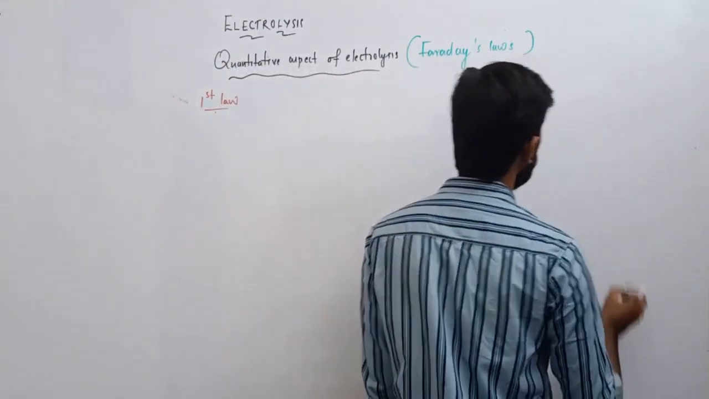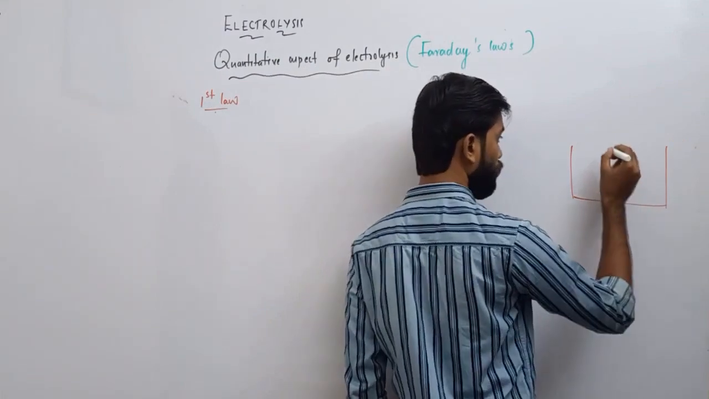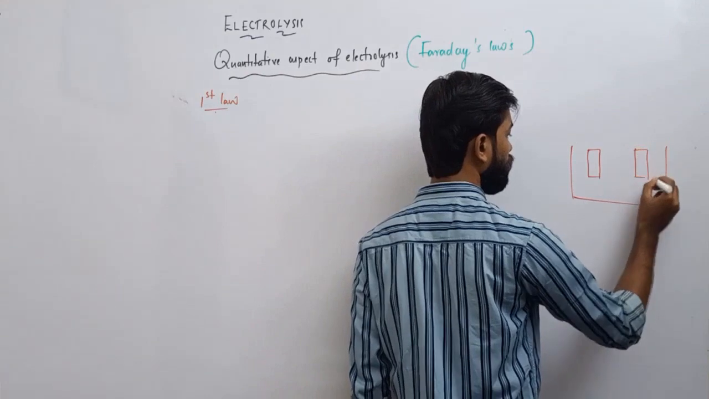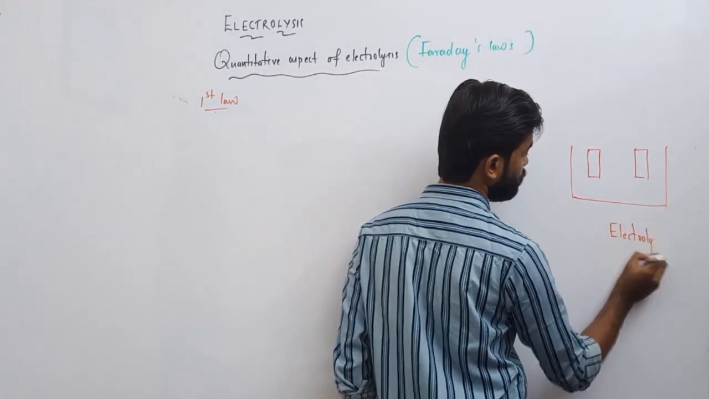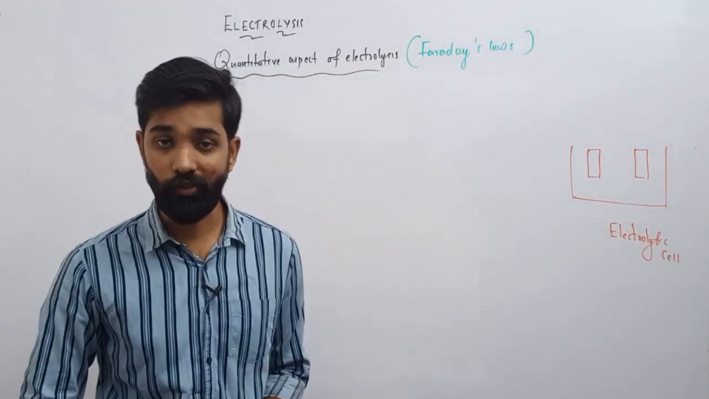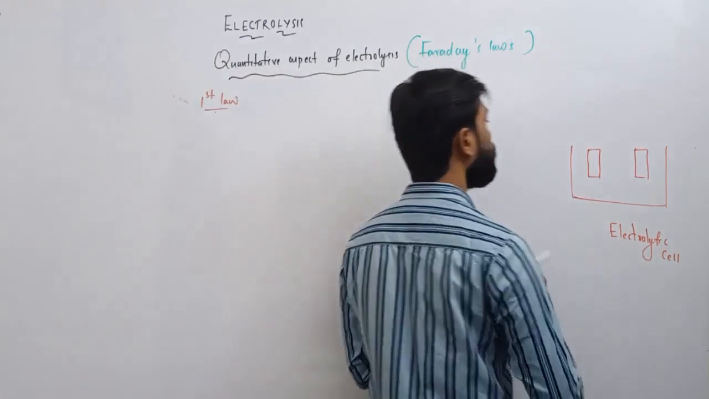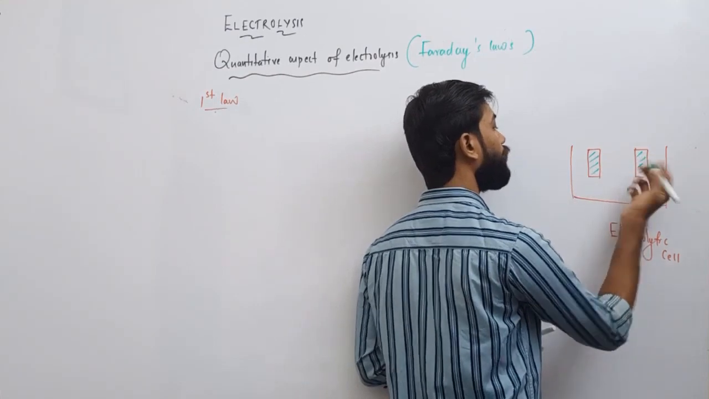And Faraday's first law is that... I think you are familiar with an electrolytic cell. Let me draw an electrolytic cell. In an electrolytic cell, both anode and cathode are placed in a single container. And this is your cathode or anode, whatever it may be.